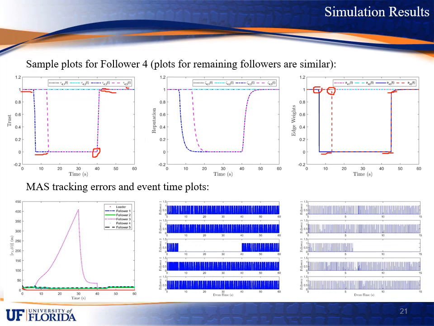The middle plot demonstrates the broadcast times for all 5 followers, where the plot on the bottom right corresponds to the broadcast times from time equals 0 to time equals 15 seconds, and we present this plot to better demonstrate the spacing between broadcast events to highlight the discrete communication nature of the followers.